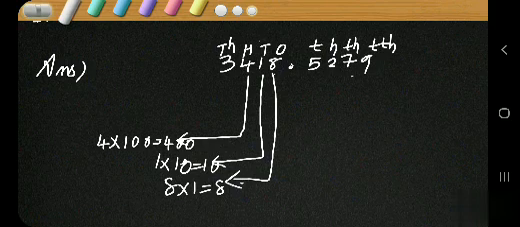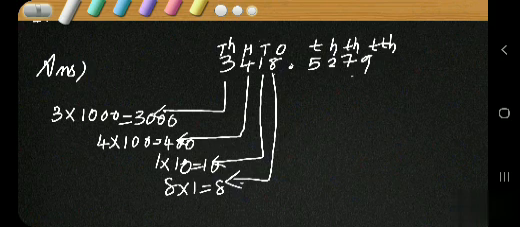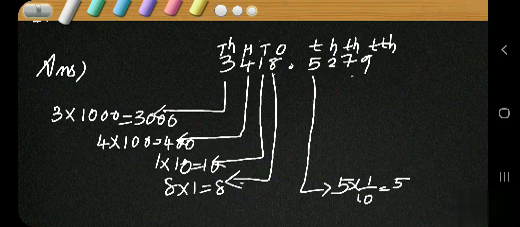Now we have 3. 3 is in which place? 3 is in the thousands place. So its place value is 3 into 1000 is equal to 3000. This we all know. Now let's find the place value of 5. 5 is in which place? 5 is in the tenths place. So 5 into 1 by 10 is equal to 5 by 10, and the answer is 0.5.